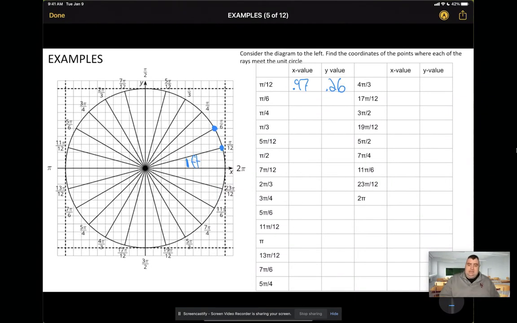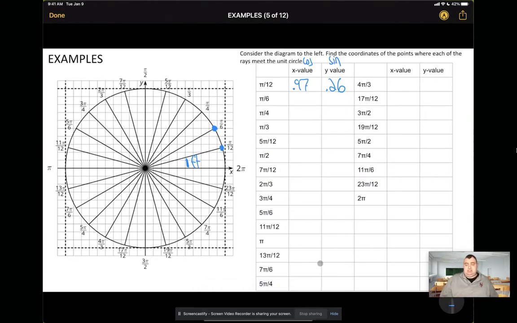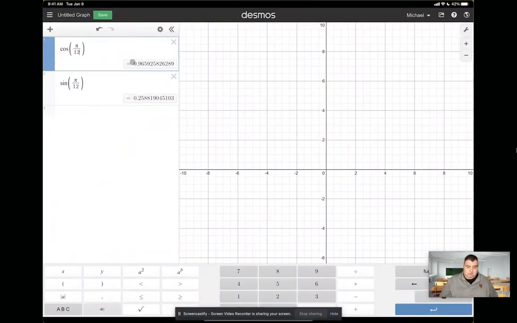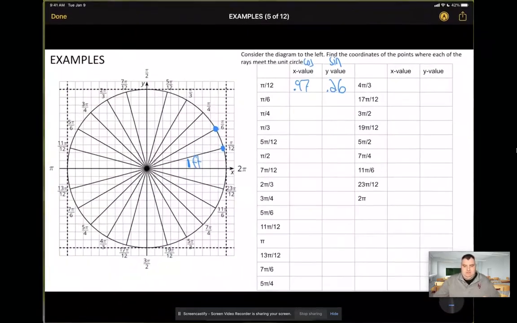And to do the rest of the table, we're literally going to do the same exact thing. Cosine for x value and sine for y value. We're just going to change the angle measurement. So the next angle is pi over 6. So we'll switch this to cosine and sine of pi over 6. So that would be 0.87 and 0.5.